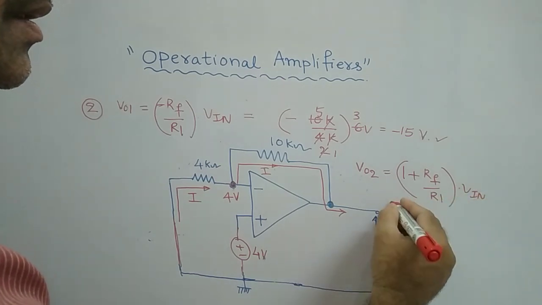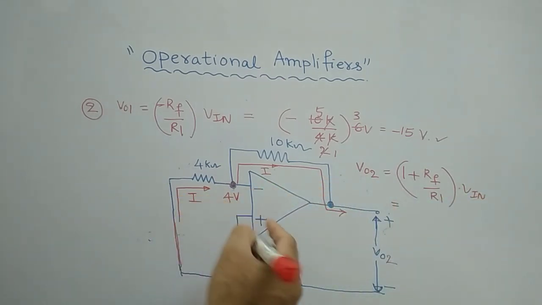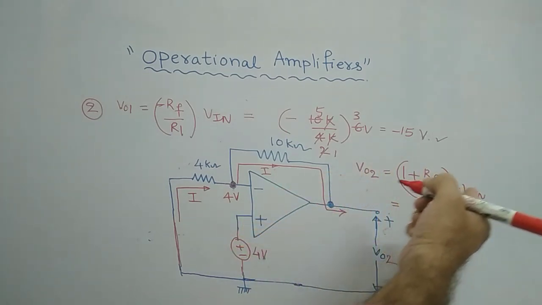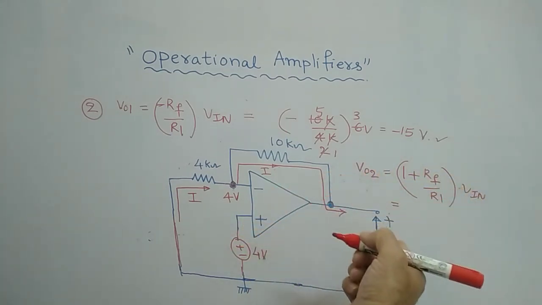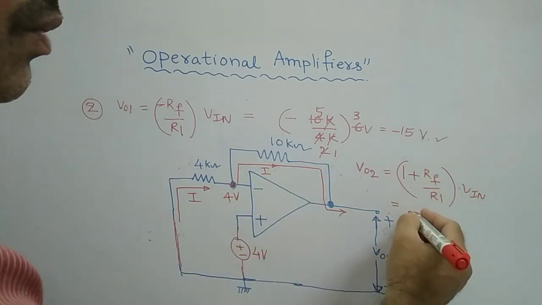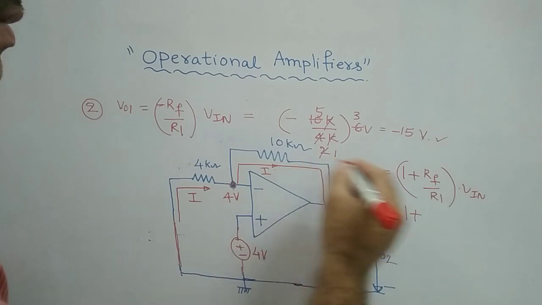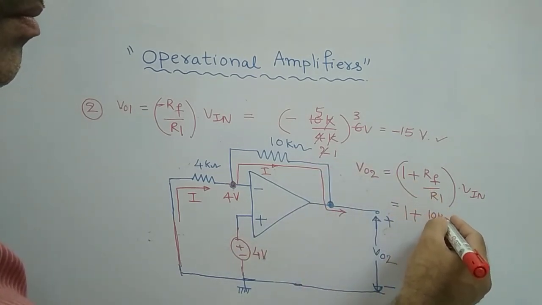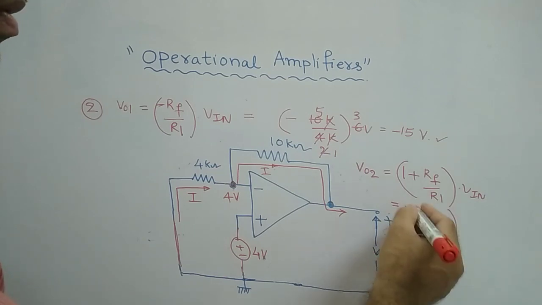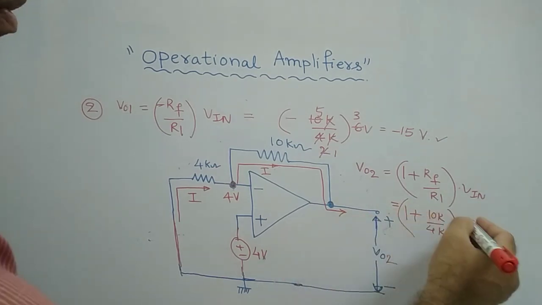Clear or not? I think it is clear. So in a non-inverting amplifier, you must remember the formula directly: 1 plus RF by R1 into V in, or otherwise the voltage gain V0 by V in is equal to this, what we have seen. Therefore 1 plus, what is your RF? The same, 10 kilo by, what is R1? 4 kilo. Clear? Into, what is the input? 4 volts.